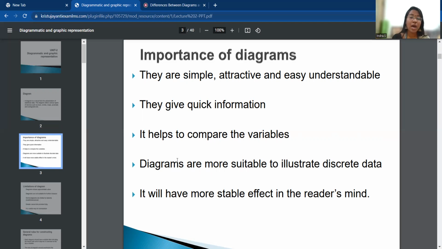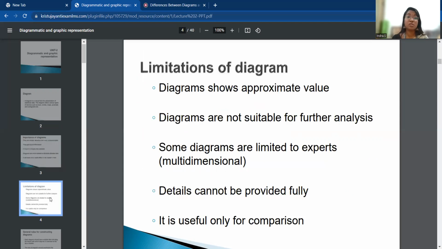It also has a stable effect in the reader's mind. If paragraphs are involved, it takes numerous efforts to understand those terms. But with diagrams, it is easy for me not to remember the paragraph; if I represent something in pictorial form, in terms of diagrams or charts, it is easy for me to grasp. It is easy for me to always keep it in my mind. So that is also one of the effective ways of representing data in diagrams and graphs.